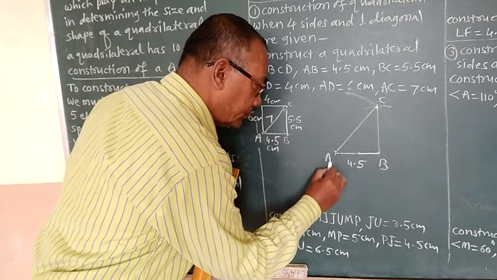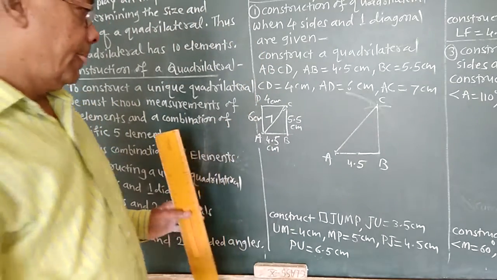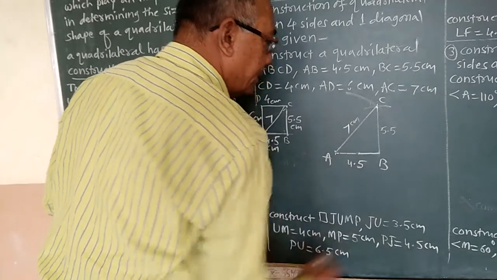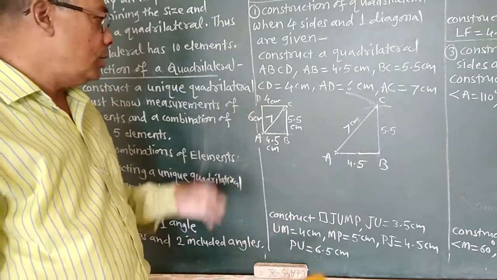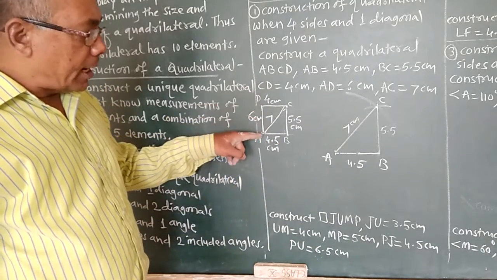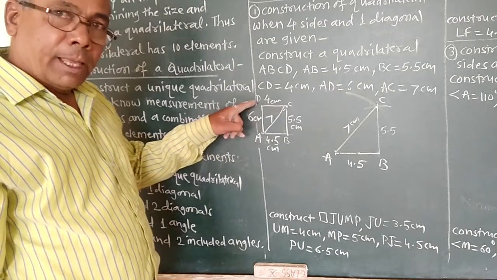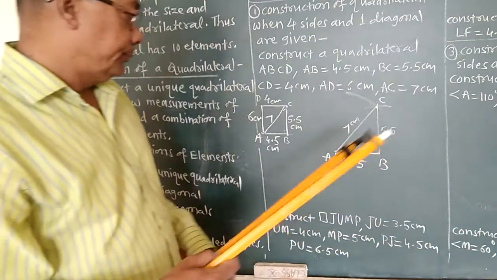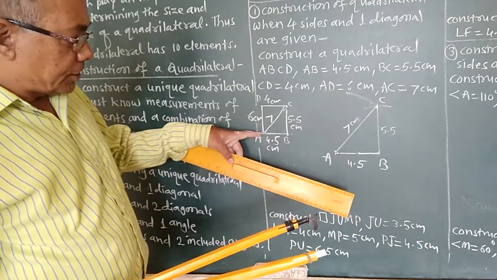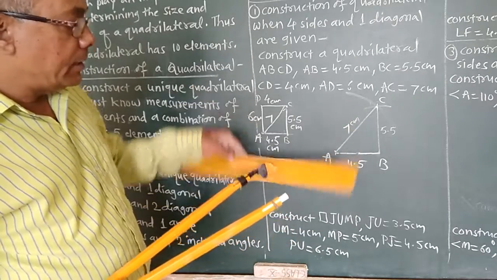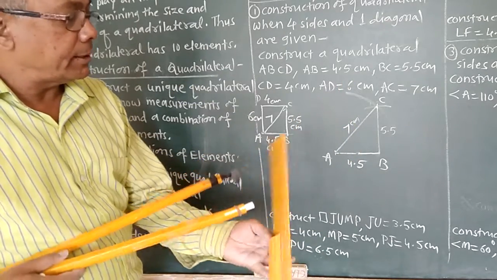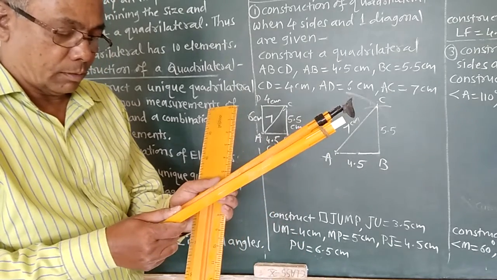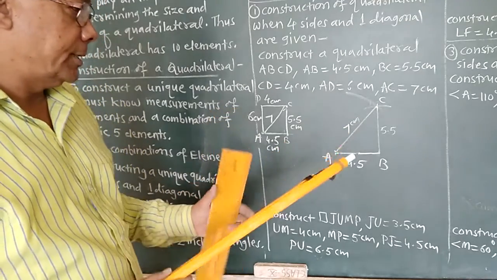Here ABC is a triangle. Here 7 centimeter, then it is 5.5 centimeter, it is 4 centimeter, and now again we have to construct another triangle, that is ACD. Here again we will take distance 6 centimeter in a compass, which is AD. So I will take 6 centimeter in a compass. So this is 6 centimeter.